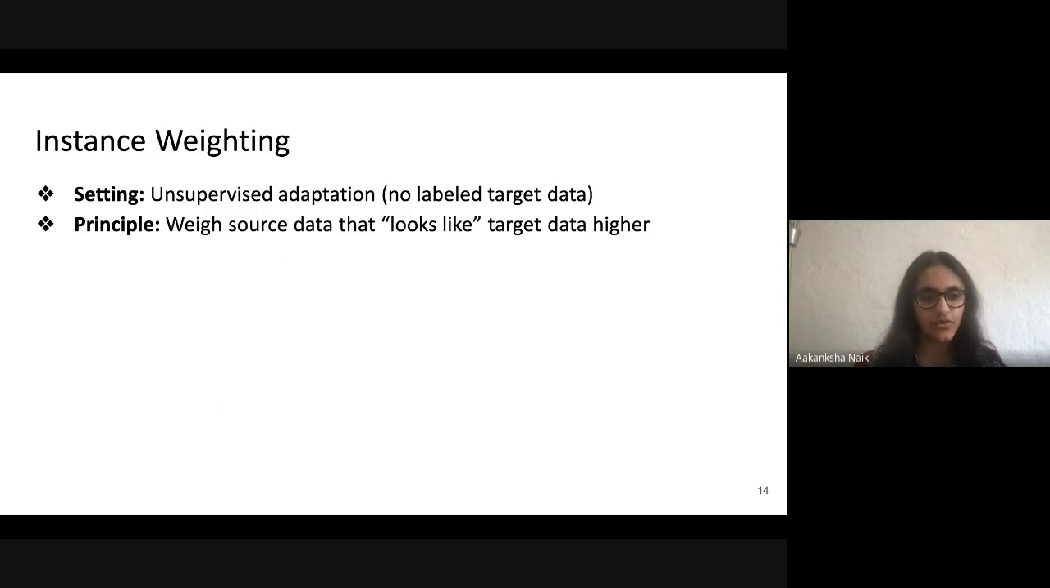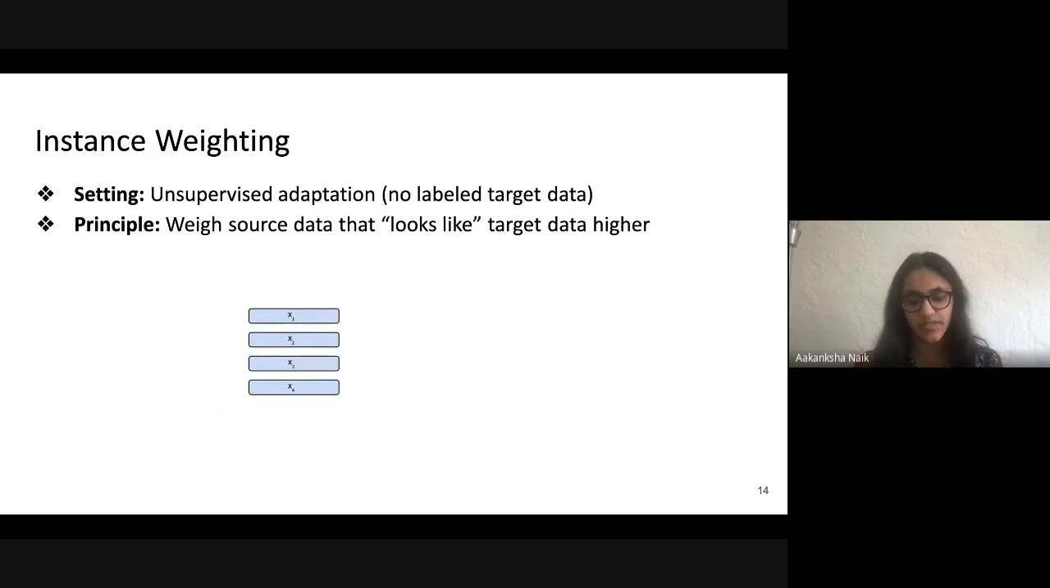As I mentioned before, we are looking at an unsupervised adaptation setting. That is, we have no labeled data from the target domain. And instance weighting is not a new method. It has been tried out in natural language processing for many years. The key principle of instance weighting techniques is that you define a metric to measure similarity between the source domain and the target domain, and then you use this metric to weight the data from your source domain that looks more like the target data higher.